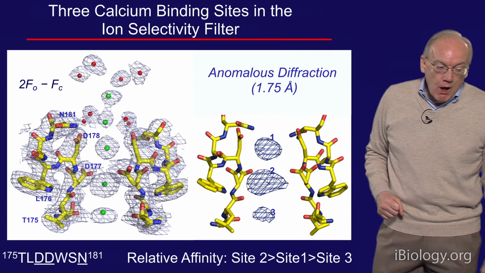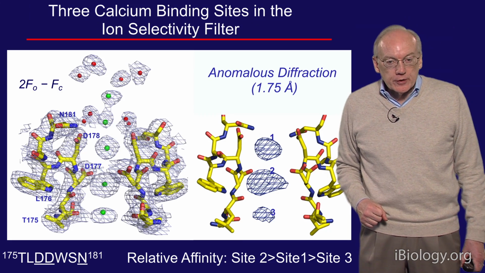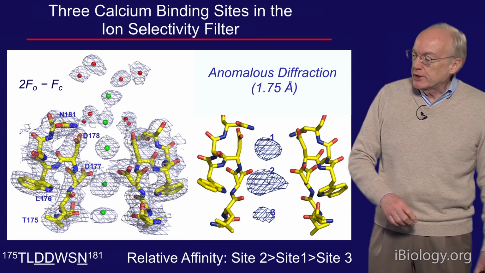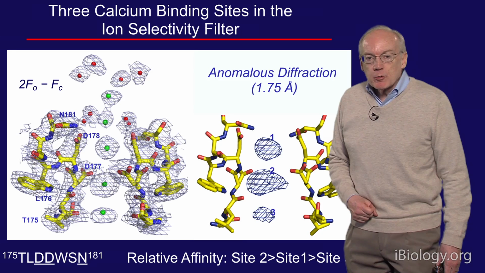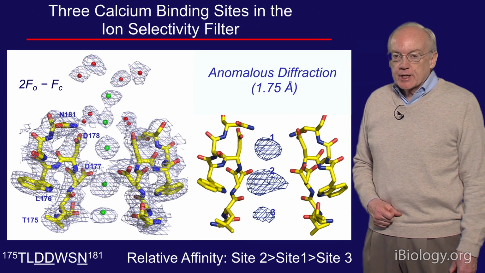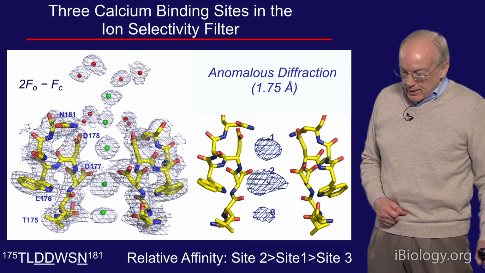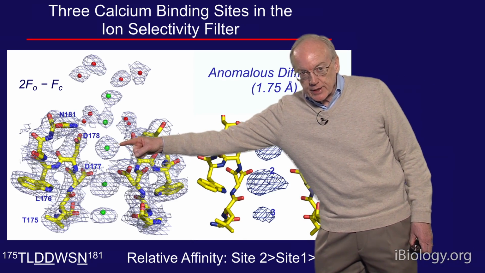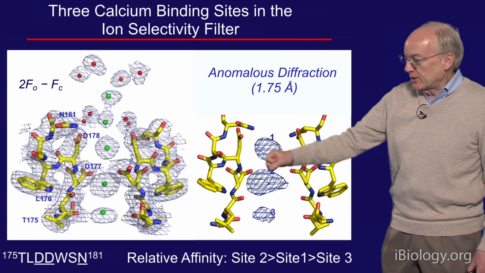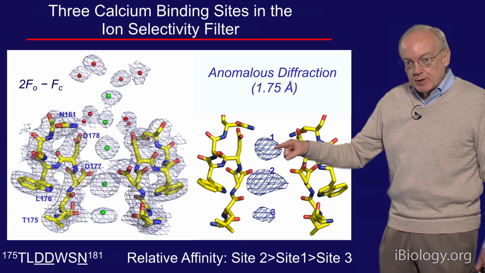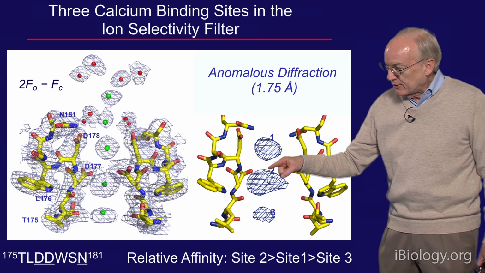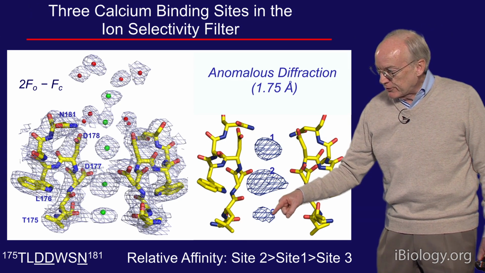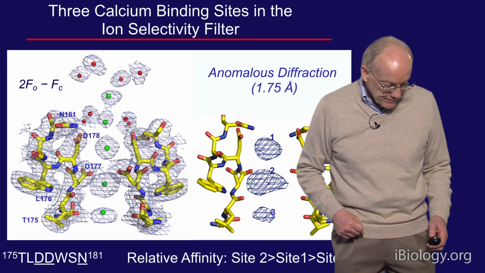On the right side of the slide, we've used a technique called anomalous diffraction, which I won't explain to you, but is valuable because it directly images the calcium ion and makes sure that the image we see here in the selectivity filter is truly calcium. And you can see this selective imaging procedure for calcium also identifies sites 1, 2, and 3 in the selectivity filter.